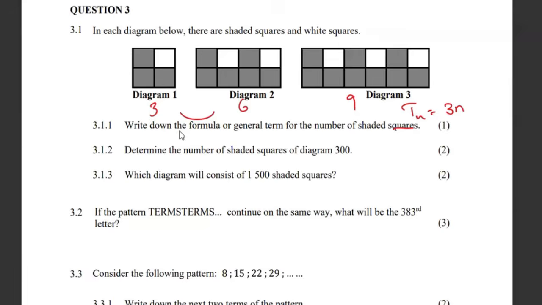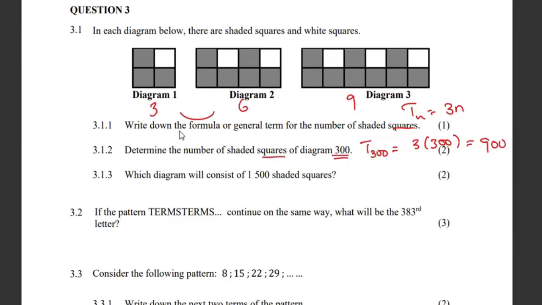Then determine the number of shaded squares in diagram 300. So where there is n, substitute with the 300. So 3 times 300, that gives us 900 squares.